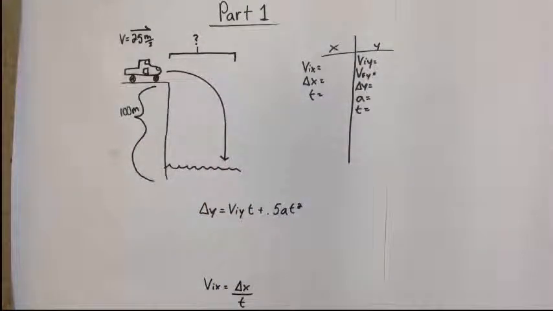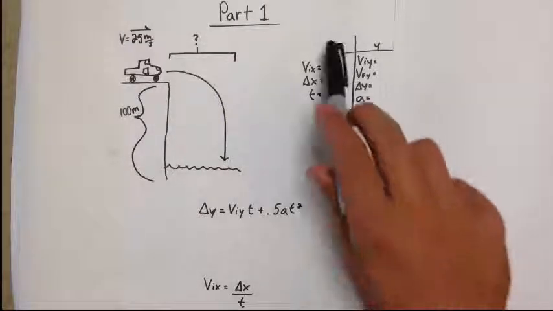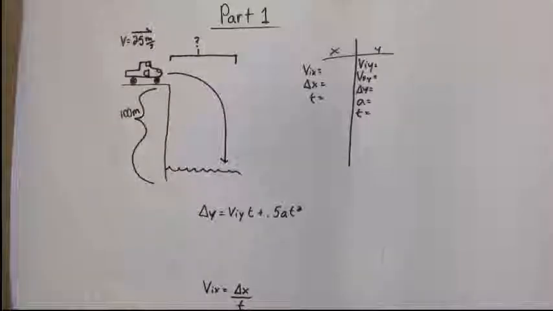To organize all the variables, we've created an x and y table to link the x motion and the y motion. Because of independence of motion, we have to look at each motion differently and not as the same. But the time is linked, so that's how we'll solve this problem. Let's fill out the variables we already know by looking at the problem.